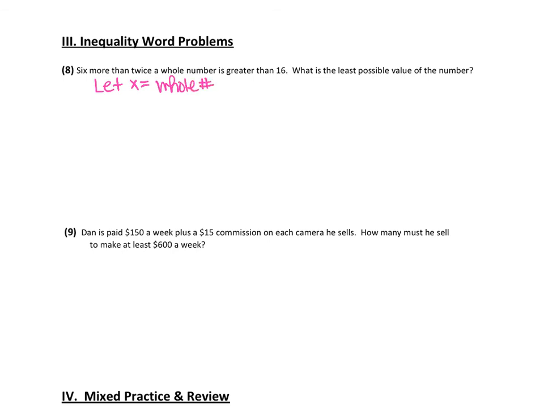Now let's talk about creating our equation. 6 more, so you're going to add 6 to that, twice the whole number. So twice the whole number would be 2x. 6 more than that would be plus 6. You can also write 2x plus 6, but I get in the habit of writing the variable and the coefficient first. Is greater than 16. So there we have our inequality.